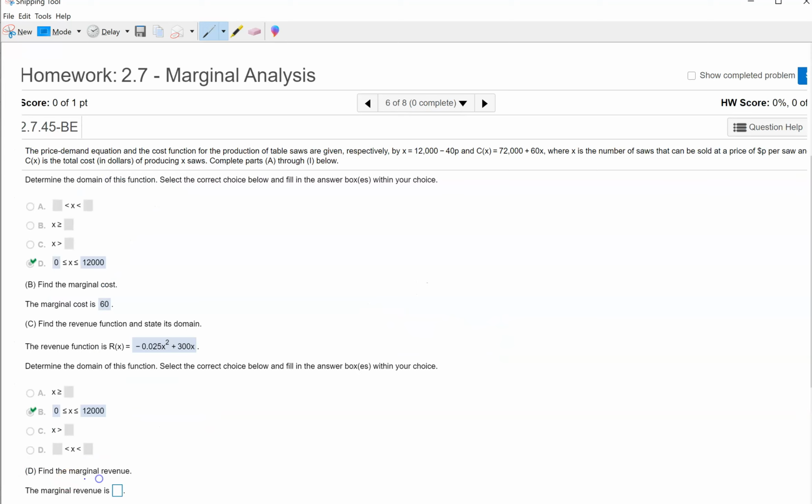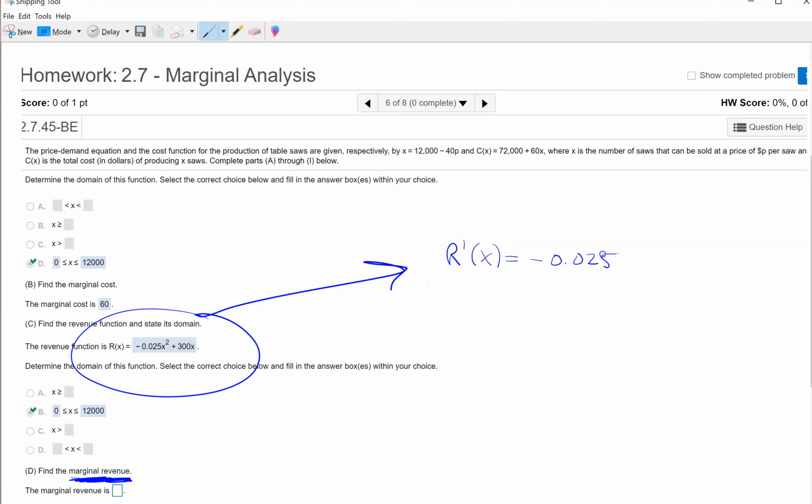Okay, now D is just asking us to find the marginal revenue. So we're going to come back to that revenue function, and we're just going to use our power rule to find the derivative of that. Okay, so when I use my power rule, I put the prime there. This is just my revenue function. Now I'm using my power rule, so I'll put my R prime there. Okay, and again, your power rule just says you drop the exponent down to the front, multiply with that coefficient, and then decrease the exponent by 1.